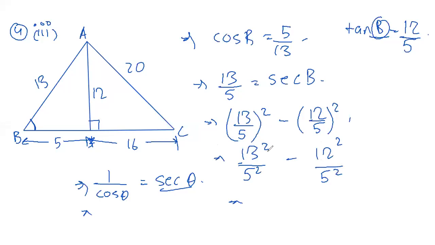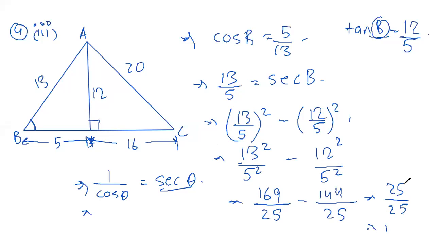So this would be equal to 13 into 13 is 169 upon 5 into 5, that is 25, minus 12 into 12, that is 144 upon 5 into 5, that is 25. So 169 minus 144 is 25. So 25 upon 25 is equal to 1. So the third part of the fourth question's answer is equal to 1.